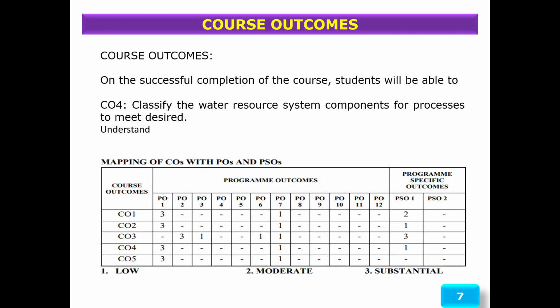So course outcomes. The course outcome of this topic is: on the successful completion of the course, student will be able to classify the water resources system components per process to meet the desired. So it is up to understand level. The course outcome of this topic is correlated with the program outcome 1, then program outcome 7, and then program specific outcome 1.